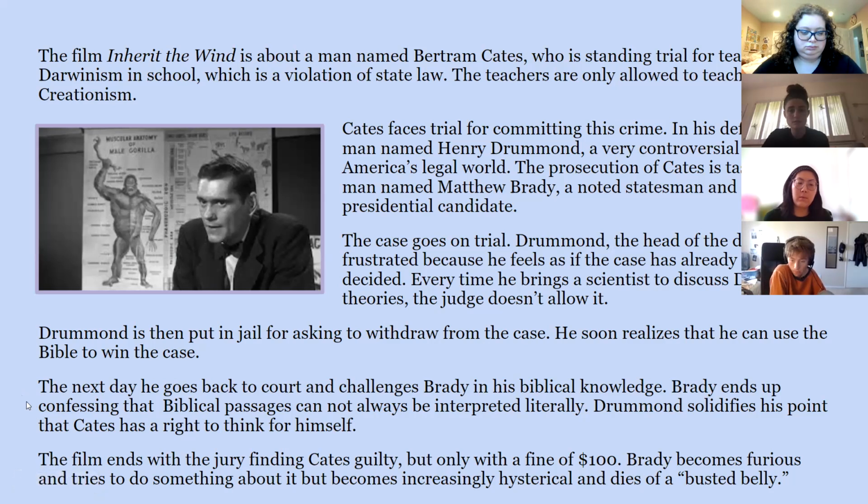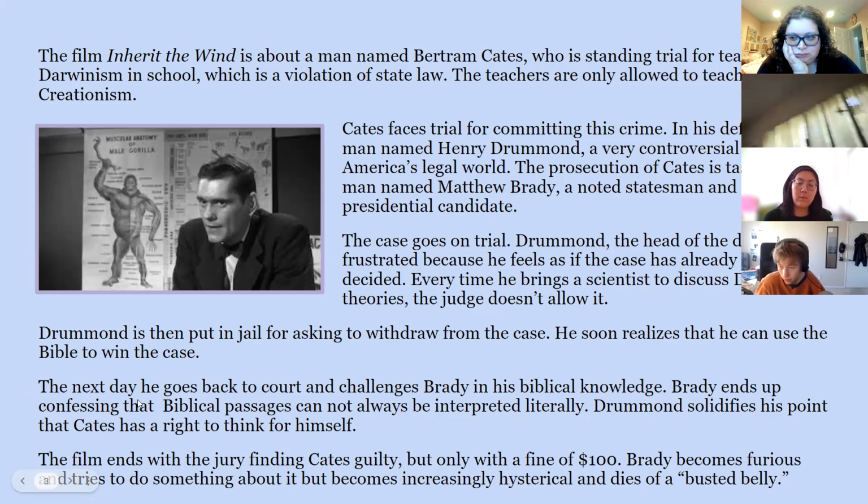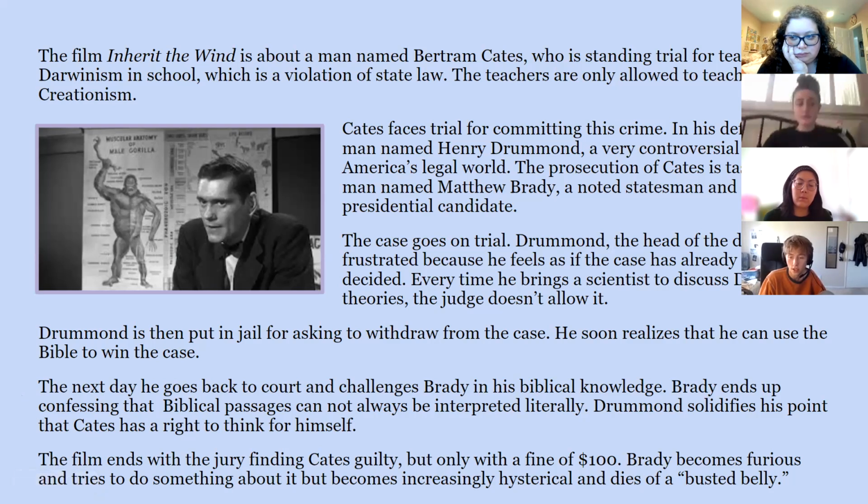up confessing that biblical passages cannot always be interpreted literally. Drummond then solidifies his point that Cates has a right to think for himself because of this. And so the film ends with the jury finding Cates guilty, but only of a fine of $100 because the judge doesn't want to be politically embarrassed. And Brady becomes furious and tries to do something about it, but becomes increasingly hysterical and dies of a busted belly. And the end of the movie ends with him walking out of the courtroom with the Darwinism book and then the Bible balancing on both hands.